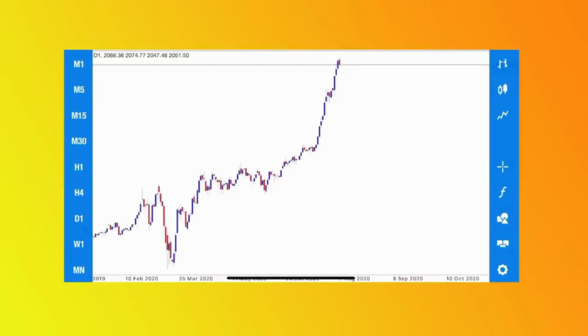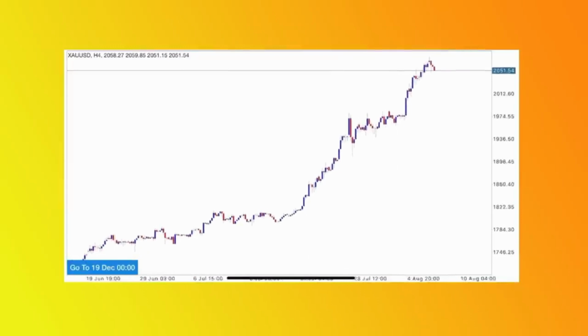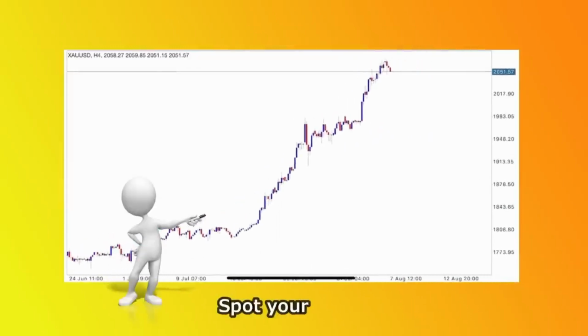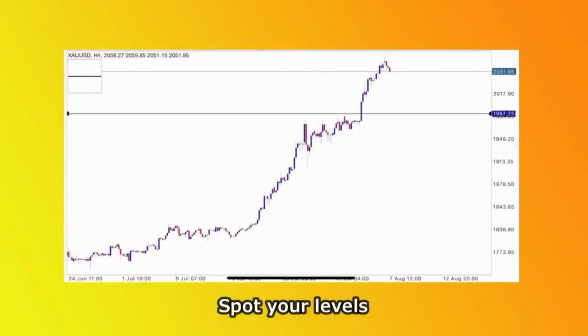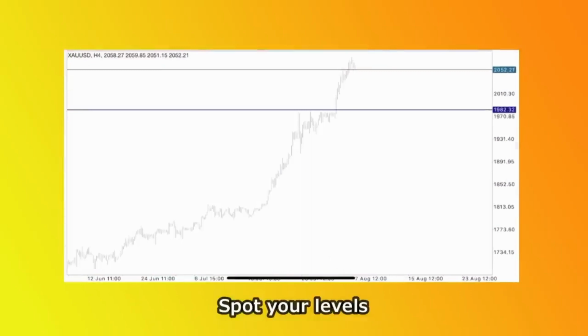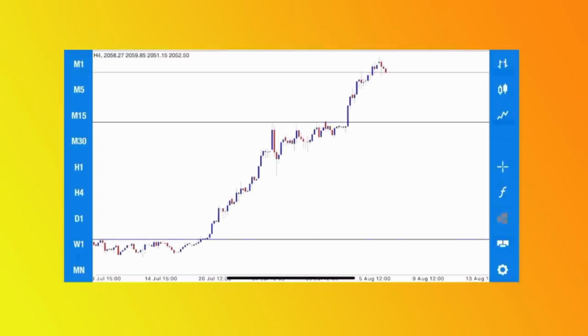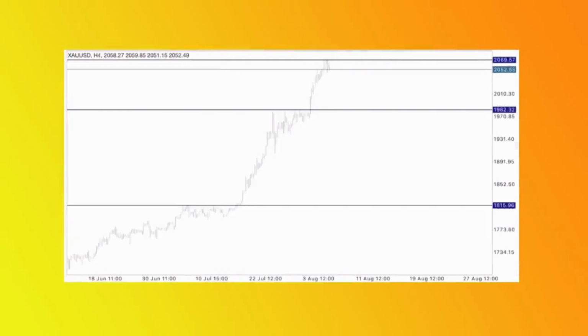So let's go to the 4-hour or 1-hour chart. So we're going to start with the 4-hour chart. We can see in the 4-hour chart, the market is still pushing towards the upside. So what can we see here, guys? We need to make sure we spot first our levels. You can see we have a nice level here. We have another level here. And then we have another level up here. That is the first step.